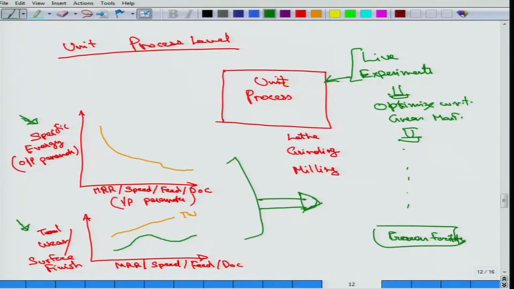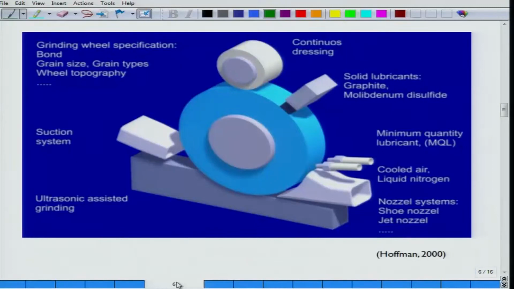So, next I have an illustration here that is trying to explain the different techniques that can be used to have green grinding. So, this is a grinding wheel here, and this is my workpiece.